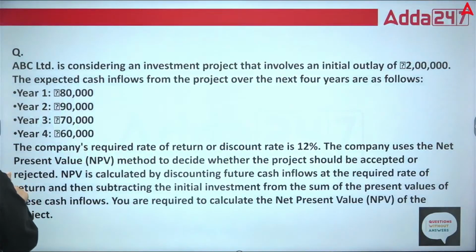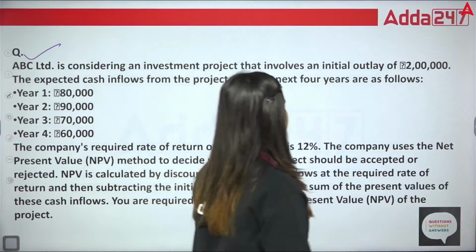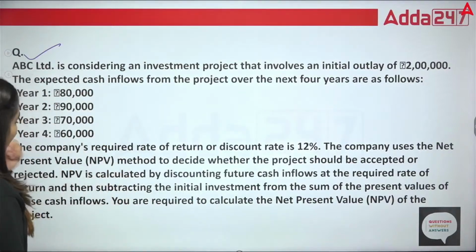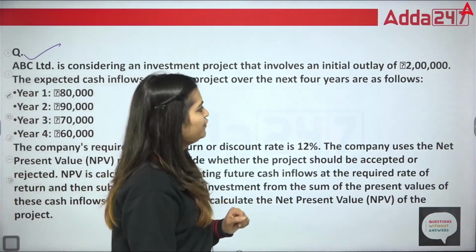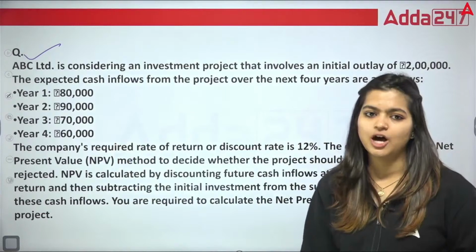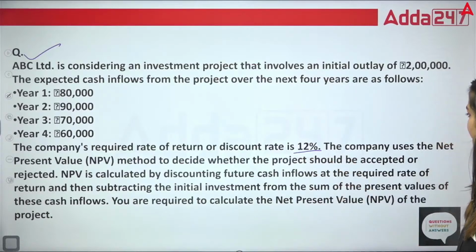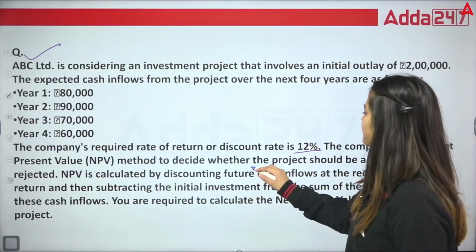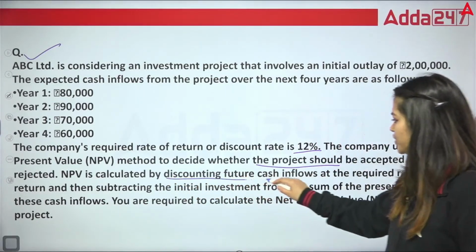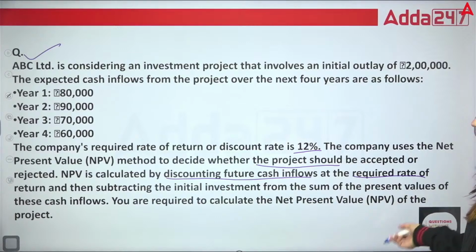So the first question is, ABC Limited is considering an investment project that involves an initial outlay of 2 lakh. The expected cash inflows from the project over the next 4 years are as follows: 80,000, 90,000, 70,000, 60,000. The company's required rate of return, or discount rate, is 12%. The company uses the NPV method to decide whether the project should be accepted or rejected. NPV is calculated by discounting future cash flows at the required rate of return and then subtracting the initial investment from the sum of the present values of these cash flows.